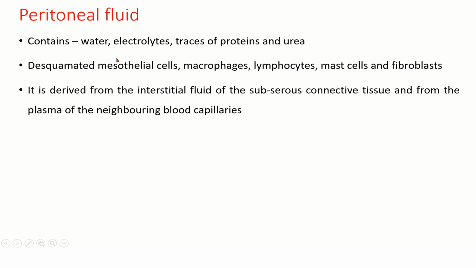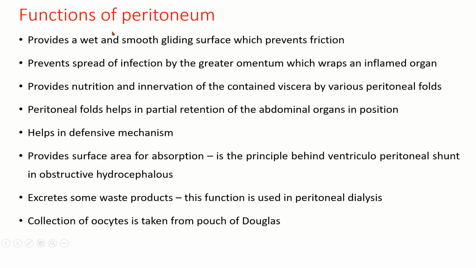So the peritoneal fluid contains water, electrolytes, traces of protein and urea. Desquamated mesothelial cells, macrophages, lymphocytes, mast cells and fibroblasts are also found in the peritoneal fluid. It is derived from the interstitial fluid of the subserous connective tissue and from the plasma of the neighboring blood capillaries. Now the functions of the peritoneum: it provides a wet and smooth gliding surface which prevents friction.